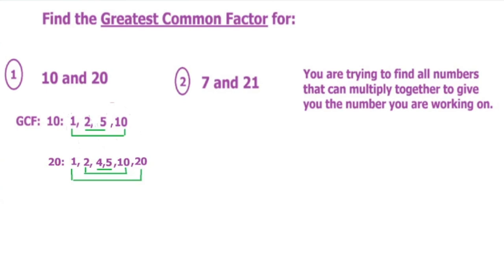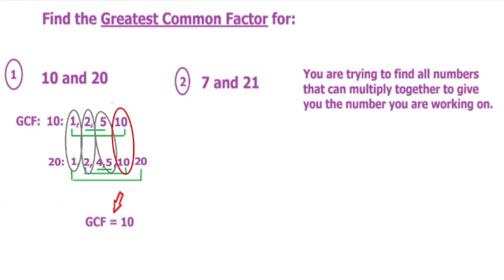Now we can see the factors that they have in common. 1 is in common, right? And 2 is in common, and 5 is in common, and 10 is in common. So we want the greatest one. The greatest common factor for 10 and 20 is 10.